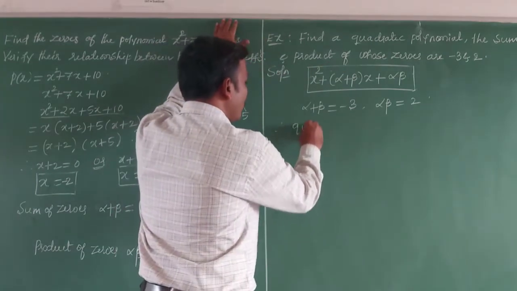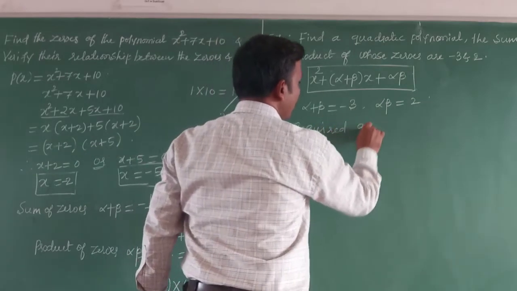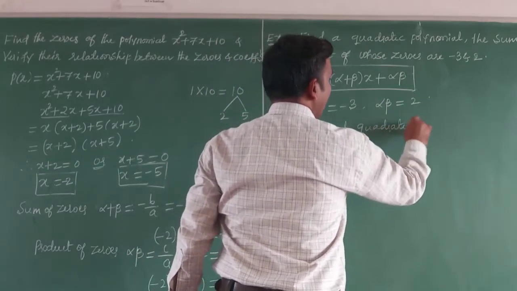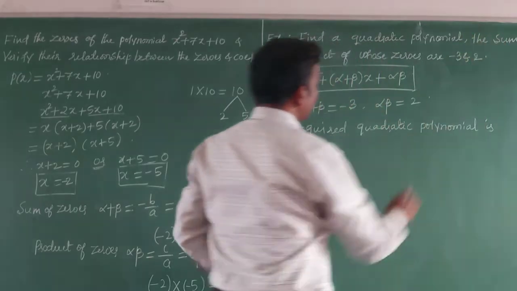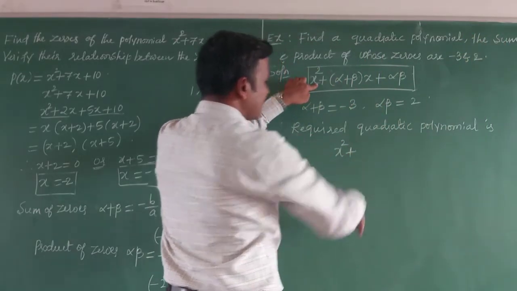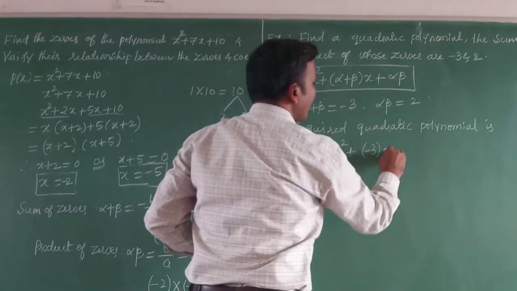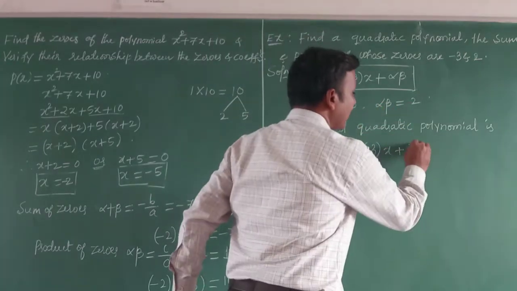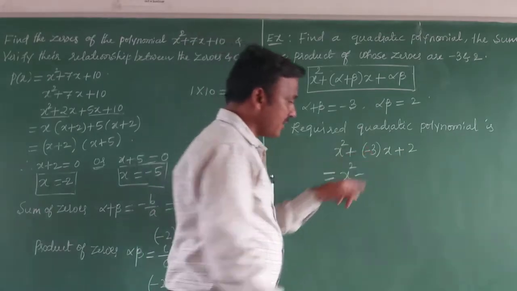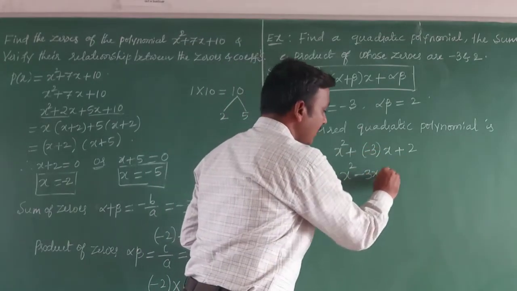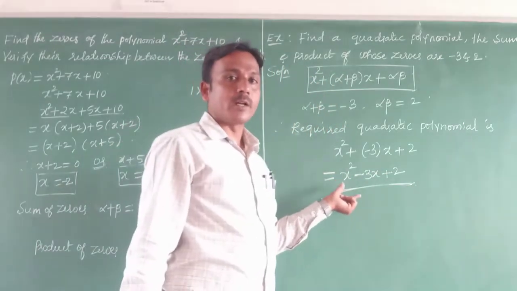Therefore, the required quadratic polynomial is x square minus (sum of zeros, alpha plus beta, which is minus 3) times x plus alpha beta, which is 2. That gives us the simplified version: x square minus (minus 3) x plus 2, that is x square plus 3x plus 2. This is the required quadratic polynomial.